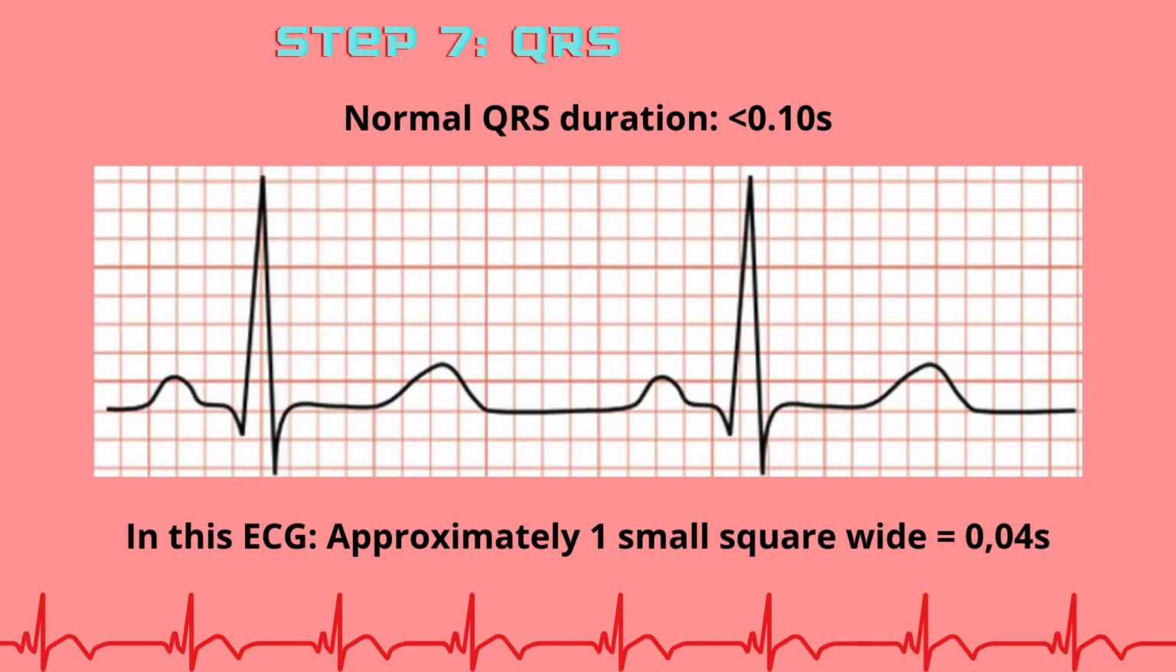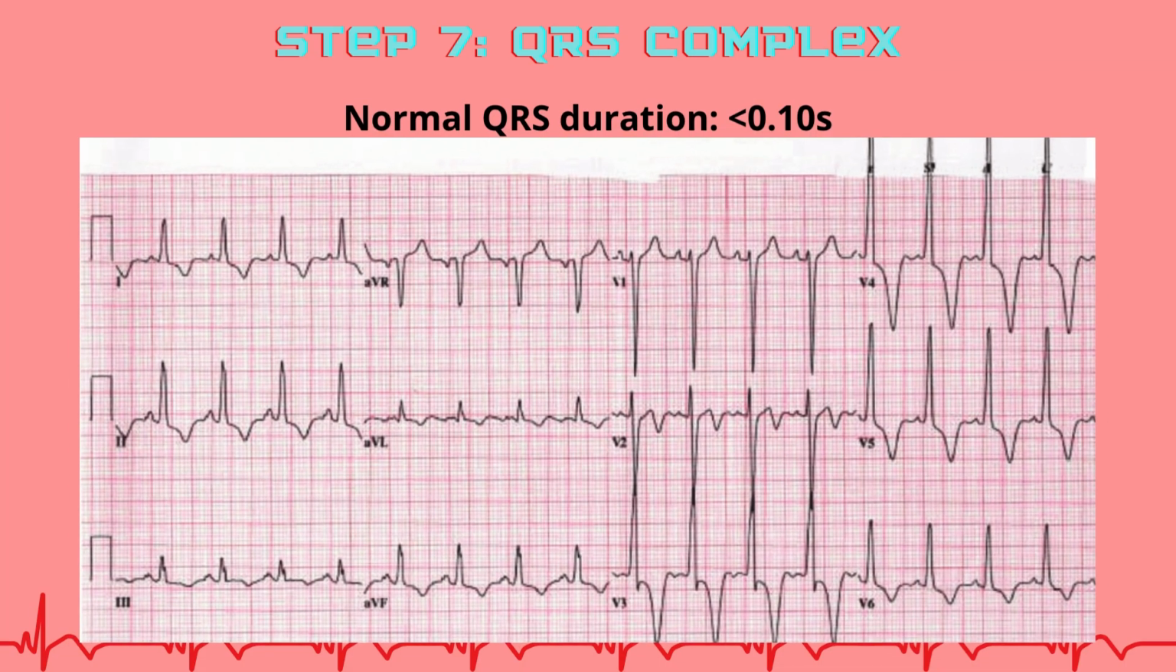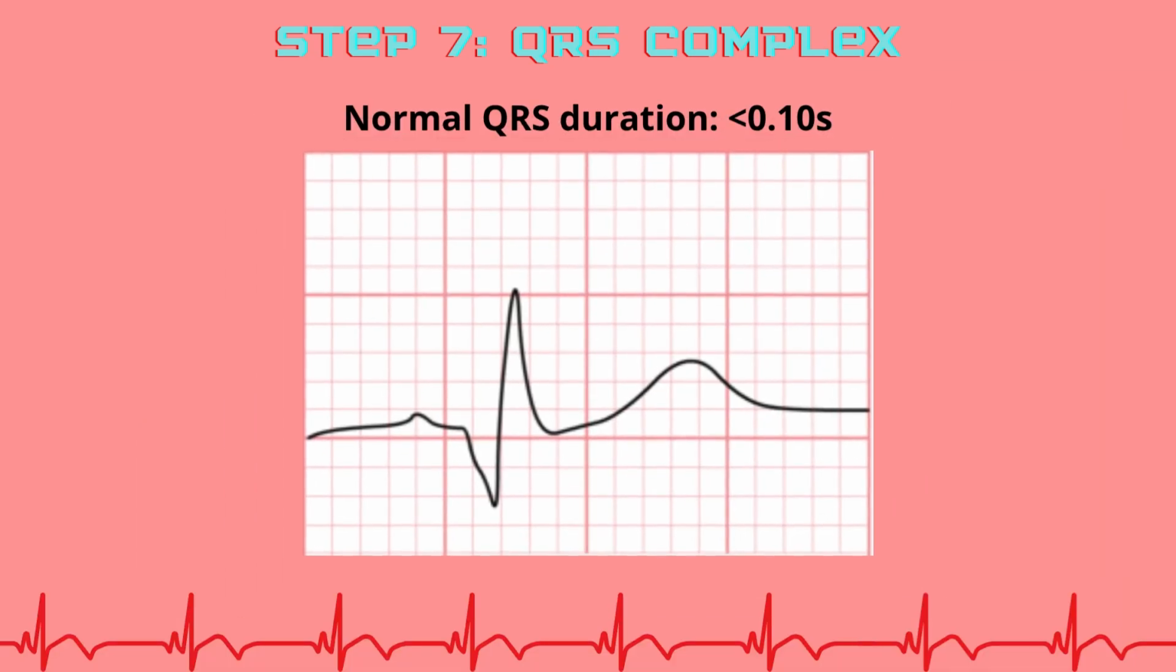Step 7 is the QRS complex. The duration of a normal QRS complex is less than 0.10 seconds. Check for signs of bundle branch blocks when the QRS is more than 0.12 seconds. Look for abnormal voltages or pathological Q waves.